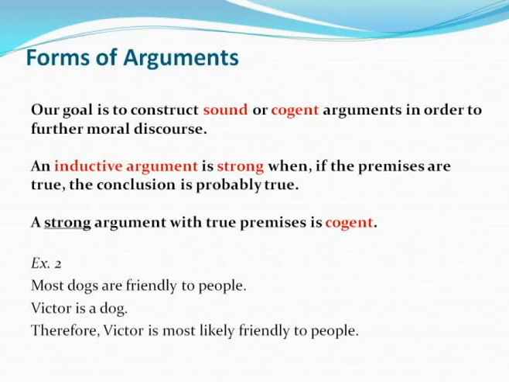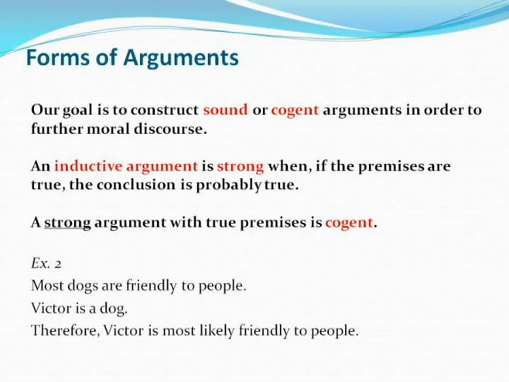Inductive arguments, because they rely on likelihood, are not said to be valid or sound. Rather than saying an inductive argument is valid, we say it is strong when its conclusion follows from the premises in such a way that if the premises are true, the conclusion is probably true. Should the premises be true, we say the inductive argument is cogent rather than sound. Cogent's root meaning is in the Latin word for compel, thus a cogent argument is a compelling or believable argument.